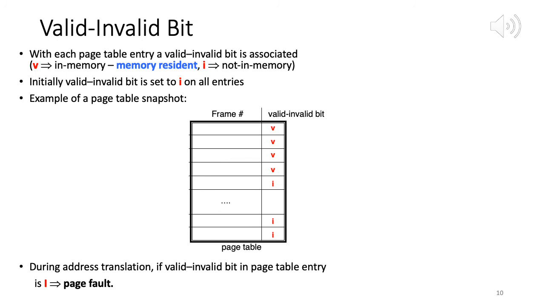So this is what we call a page fault: trying to access a page which has not been loaded into an appropriate physical frame. Therefore its valid-invalid bit value is I. Okay, so that's a page fault.